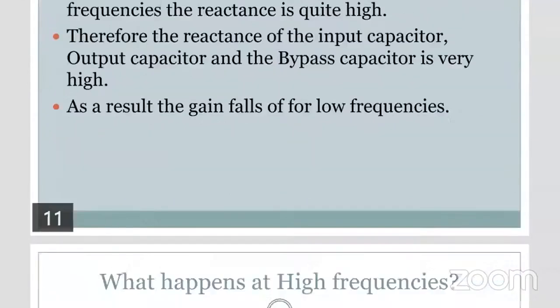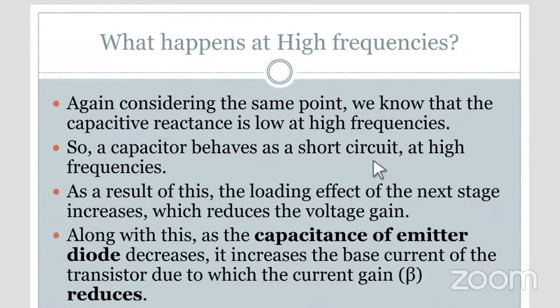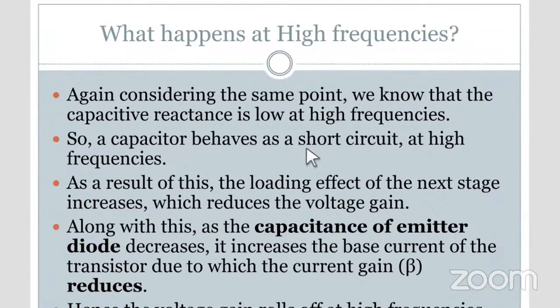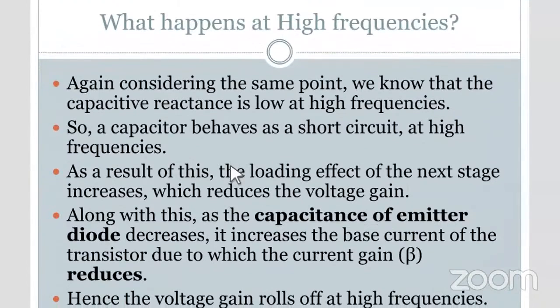Voltage decreases at the low frequencies. Okay, what happens at the high frequencies? Considering the same point, we know that the capacitive reactance at high frequencies is very low, because of which a high current can flow through the CC1 capacitor, that is coupling capacitor 1, that is connected to the base. So the capacitor behaves as a short circuit as a result.